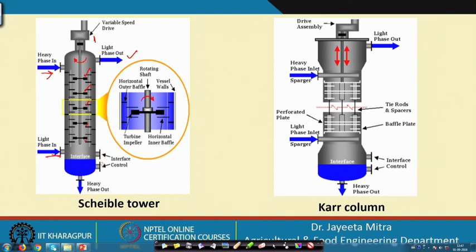There are two interface controls given, and you can see the turbine blades, these are the turbine blades in one section. If you magnify one section in the Scheibel tower, there are horizontal outer baffles and horizontal inner baffles. Okay. So, two outer baffles are there and two inner baffles are there. Inside the inner baffles, the turbine impellers are there, and outside there is a vessel wall and there is a rotating shaft. So, this is how this kind of tower operates and helps in proper mixing.